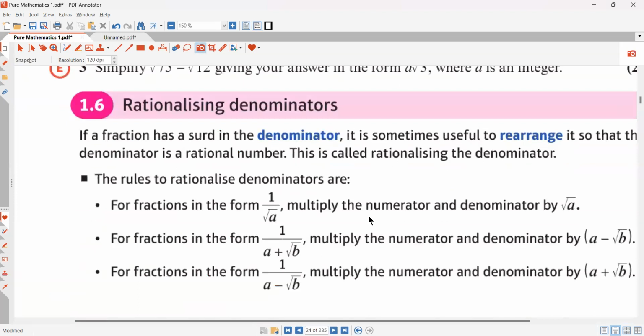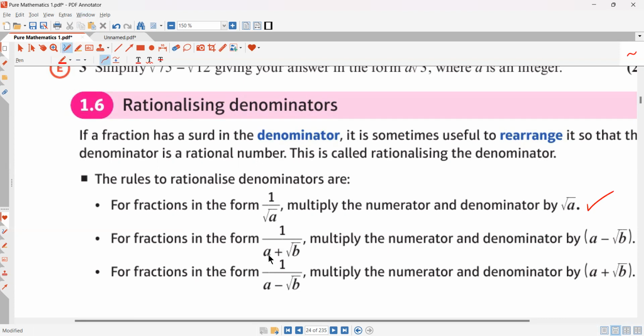Rationalization. How many of you remember rationalization from your O levels? You guys remember rationalization? Okay. This is how rationalization works. If they give you 1 divided by root a, you multiply top and bottom with root a. That's what they say: multiply numerator and denominator by root a. This is rule number 1 of rationalization. Is this understood? Rule number 1, multiply top and bottom by root a.